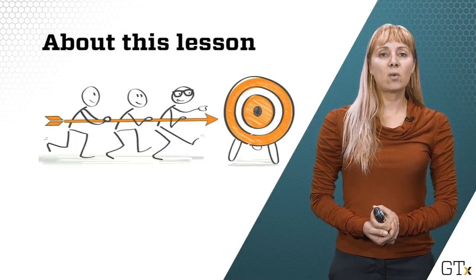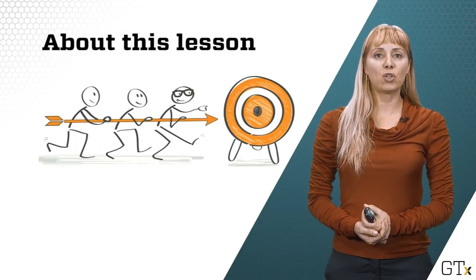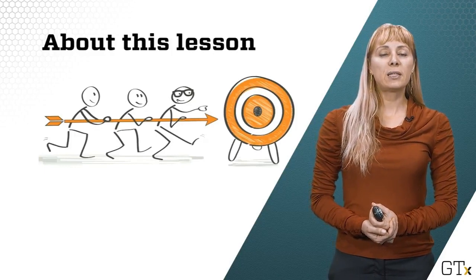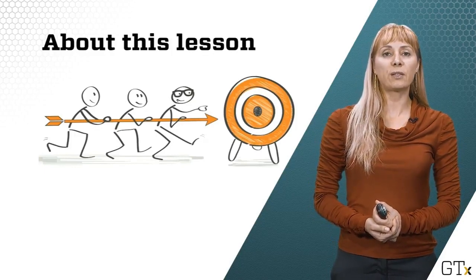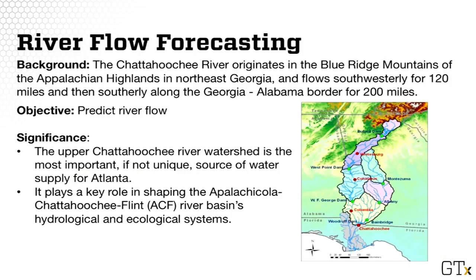And in this lesson, I will continue the example of prediction of river flow, but this time we'll focus on modeling using univariate time series approaches. Again, in this study, we'll forecast the flow of the Chattahoochee River, which is part of the important hydrological system in the southeast of the United States. The upper Chattahoochee River watershed is the most important, if not unique, source of water supply for the Atlanta area.